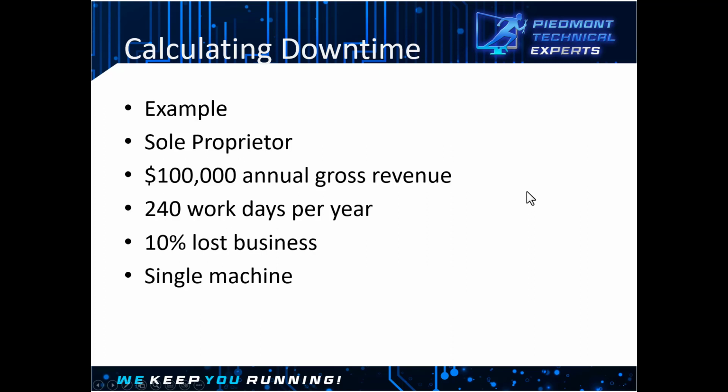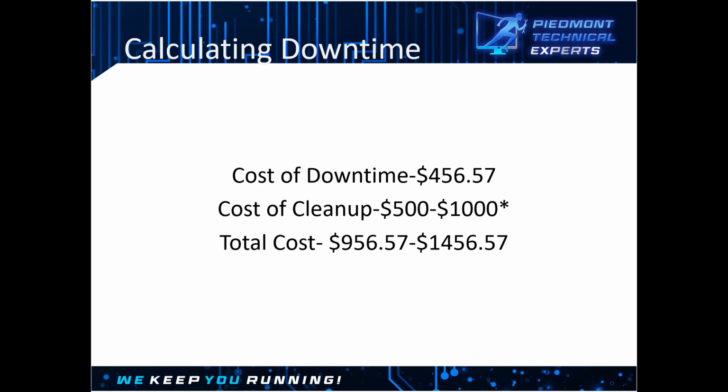So let's make this a little bit simpler by using some real numbers. In this scenario, we've got a sole proprietor with an annual gross revenue of $100,000. They work on average 240 days per year, which is kind of the average if you're looking Monday through Friday, 8 to 5, and you're taking holidays and vacation time. This particular attack, they were unable to recover 10% of the business that went down the street, and it only impacted a single machine. So the cost of that one downtime event was $456.57.